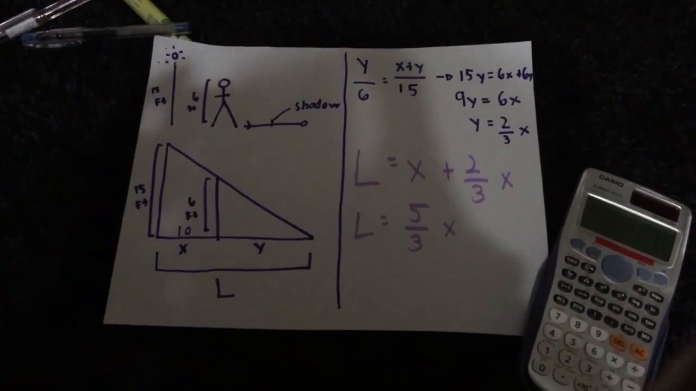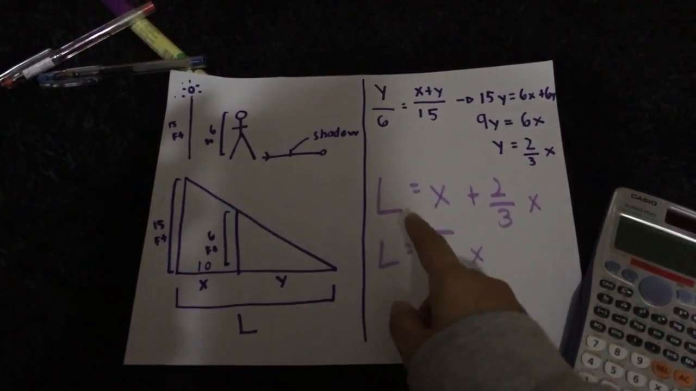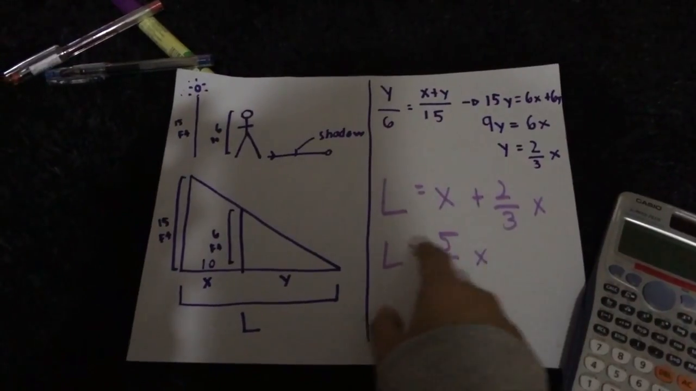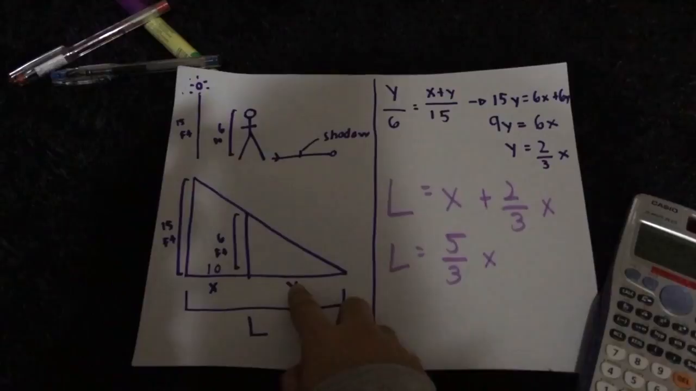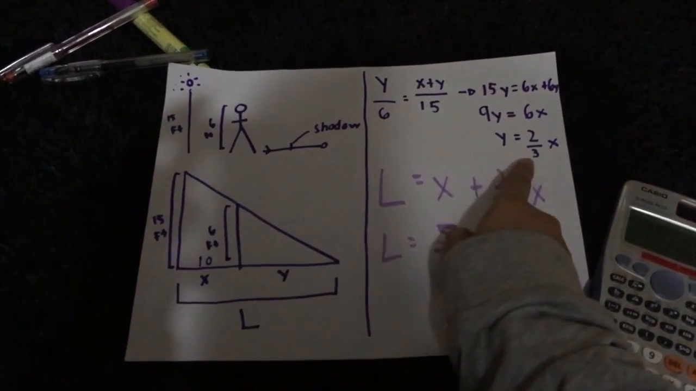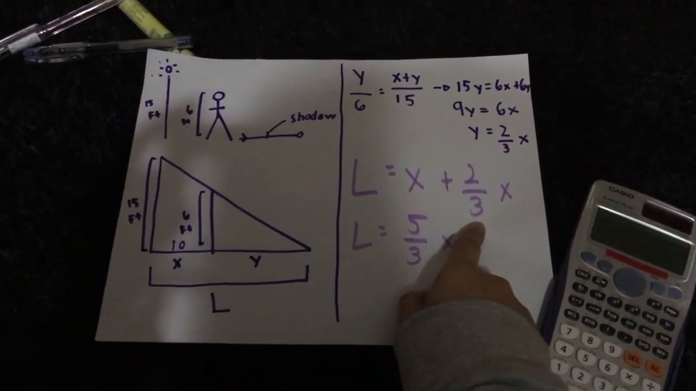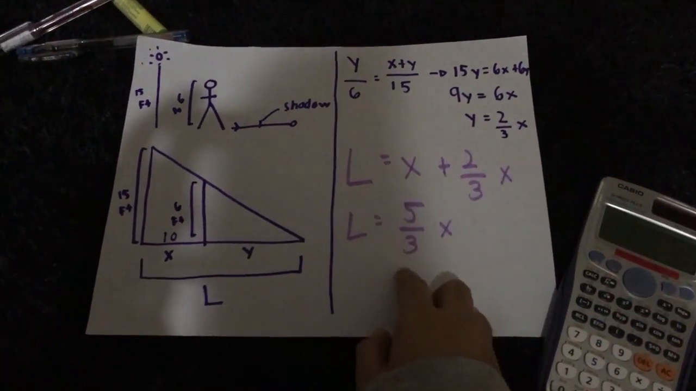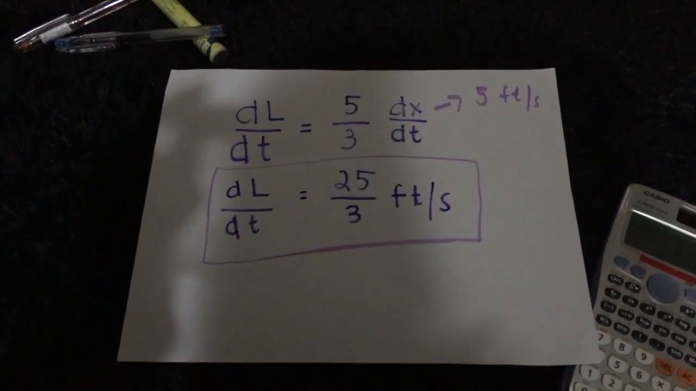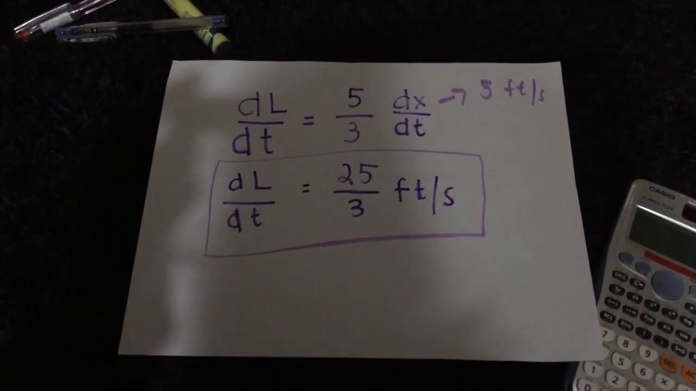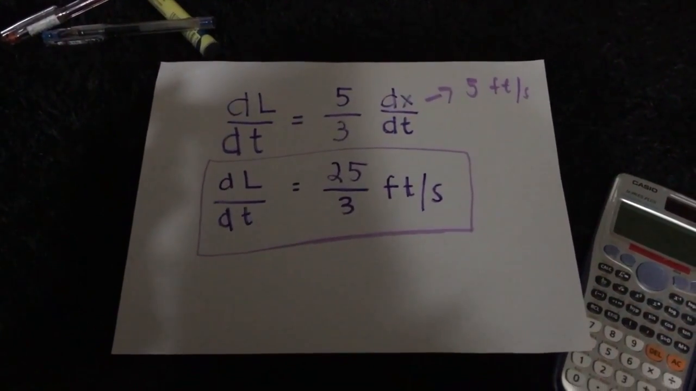And here, as you can see, we are getting L. And L is equal to x plus y. x is this, plus 2/3, which is the equivalent of y, which is 2/3 x. So we add them up and we end up with 5/3 x. The last thing that we should do is we get the derivative of L in terms of t.